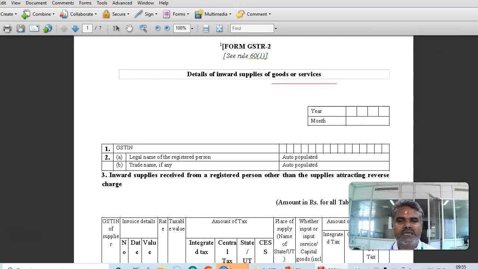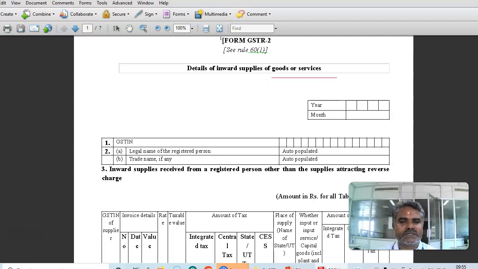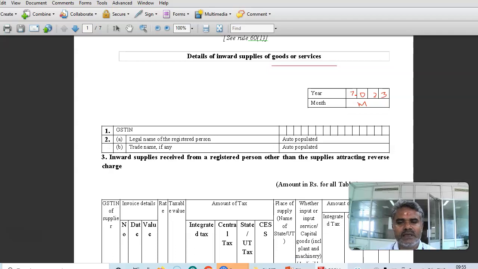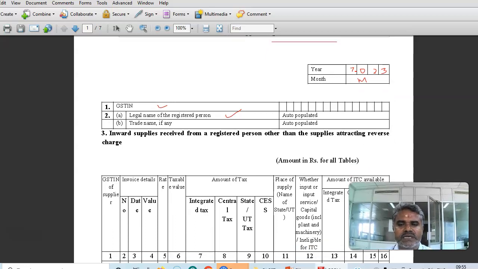You see, details of inward supply of goods or services. Here also you have to write the year, I think 2023. Then the month, maybe May or June, July. Your GST number, then legal name, then trade name.